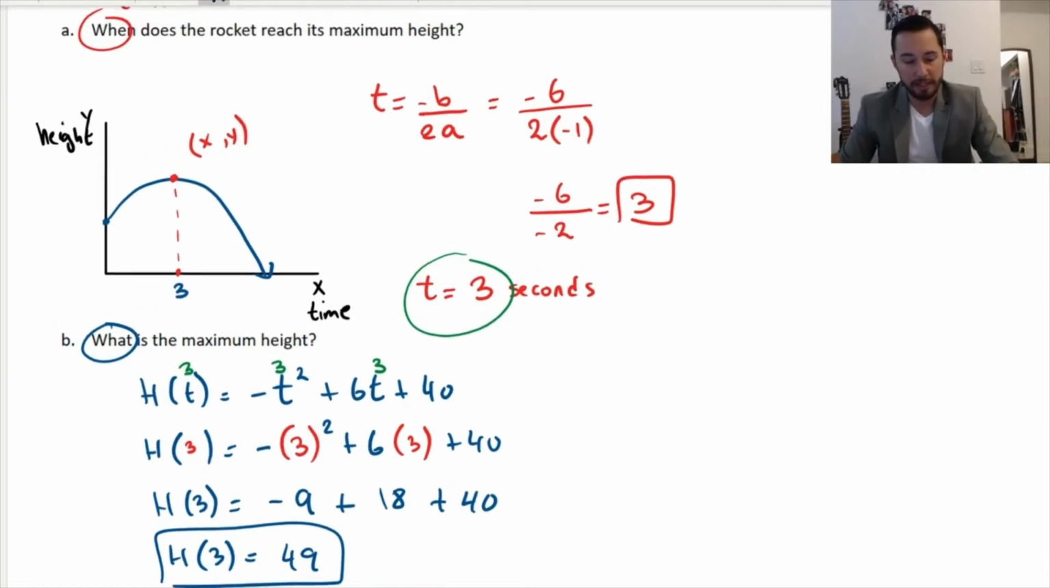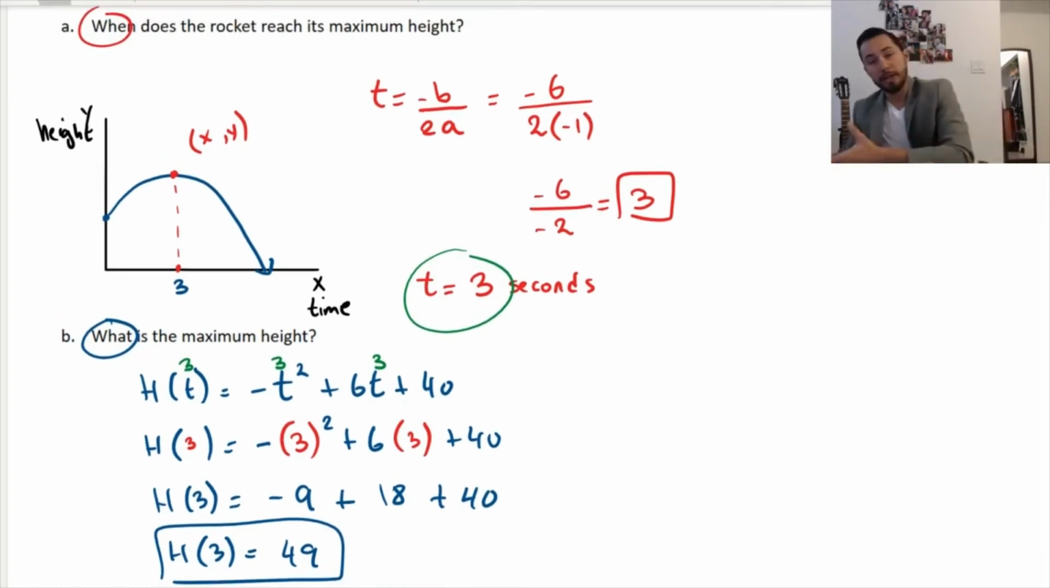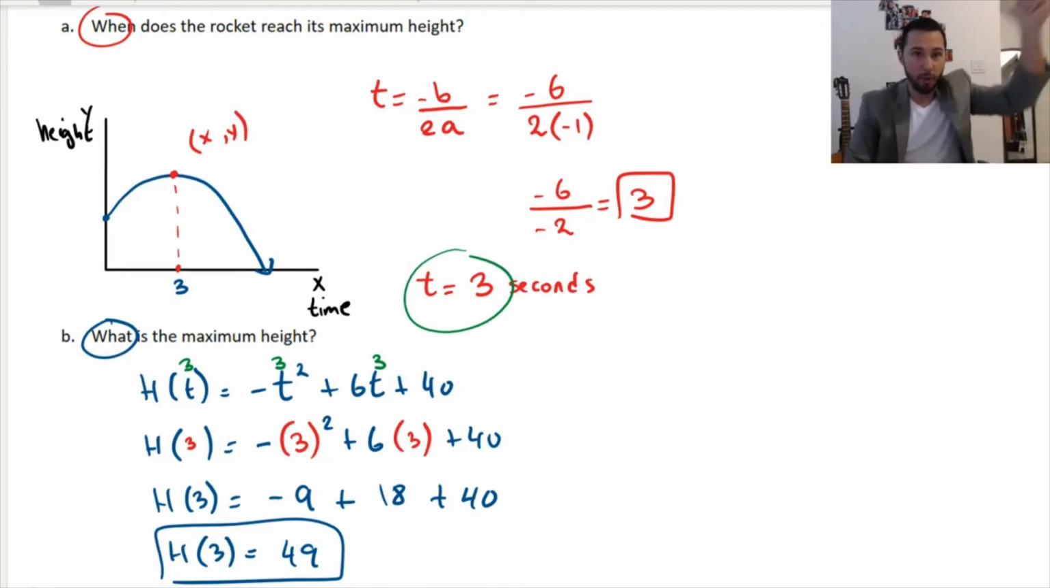So whenever they're asking me when does it happen, I'm looking for time. So I'm looking somewhere at the x-axis. So my answer is going to be x equals something, t equals something. If they're asking me what is the maximum height, then I'm looking at my y value. So it's going to be y equals something, h equals something, something that has to do with height.